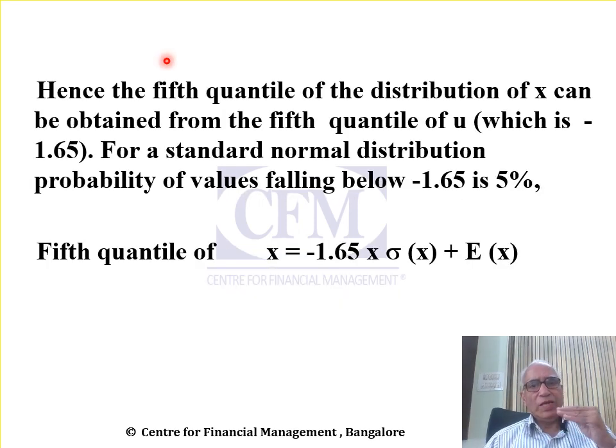As we have assumed, X is normally distributed, hence the fifth quantile of the distribution of X can be obtained from the fifth quantile of U, and the fifth quantile of U is minus 1.65, which means for a standard normal distribution, the probability of values falling below minus 1.65 is 5%. Hence, the fifth quantile of X is minus 1.65 times sigma X plus expected value of X.